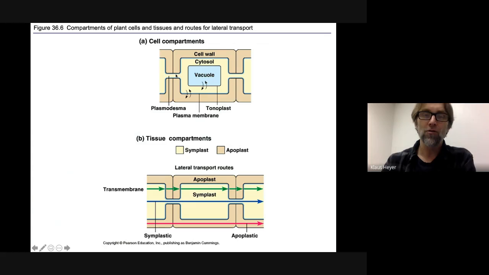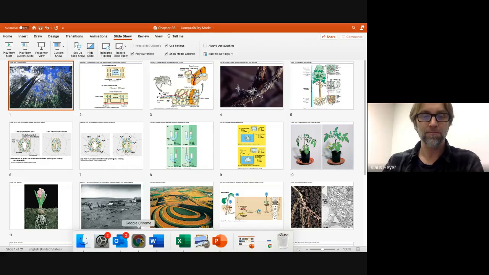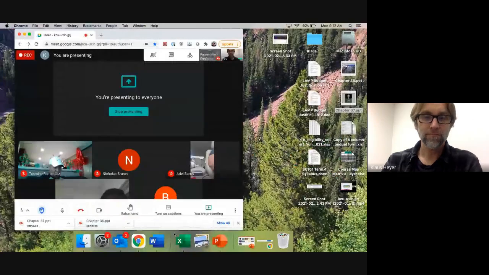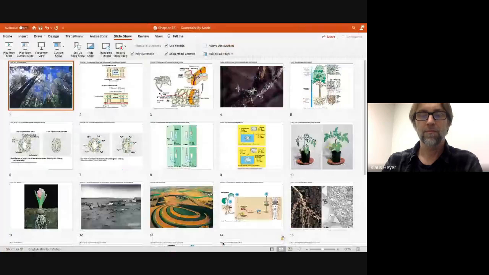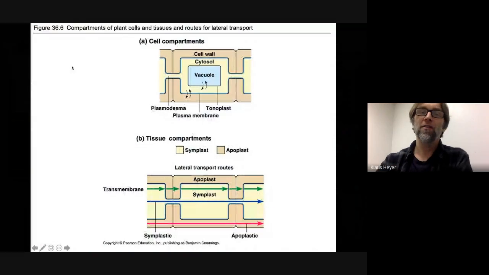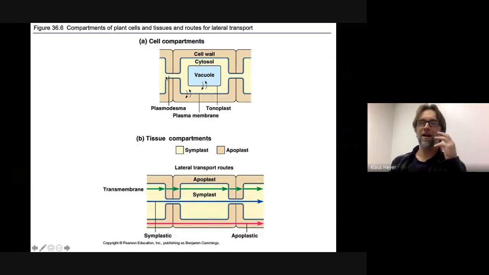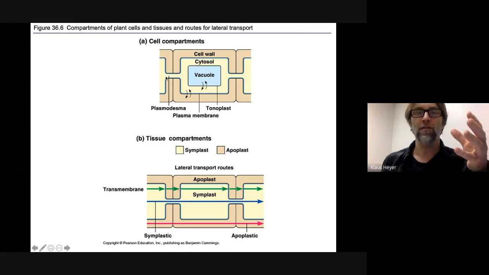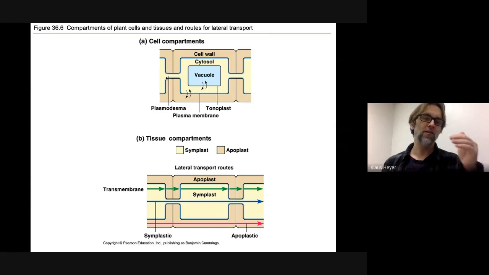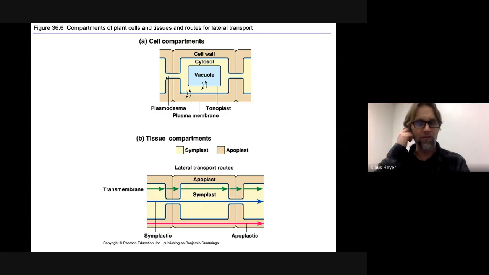And so what you notice here is that there's a space there called a plasmodesma. I view it as like Lego pieces, right? It's a way to connect cells together, but it also lets things go from one cell to another cell.